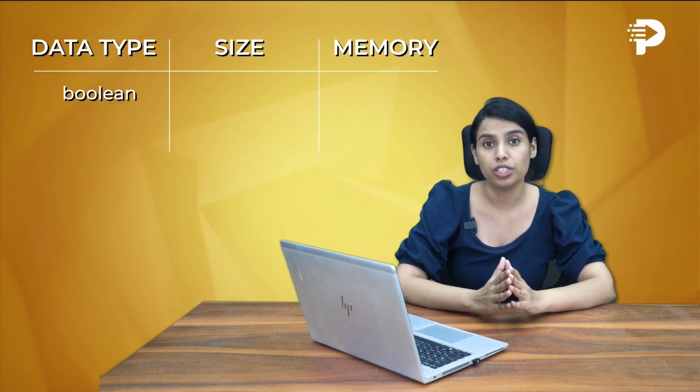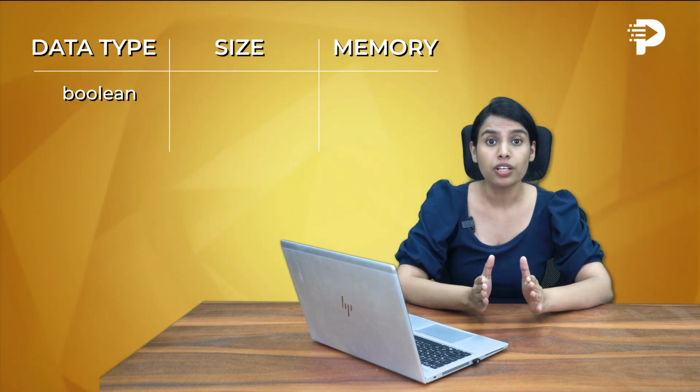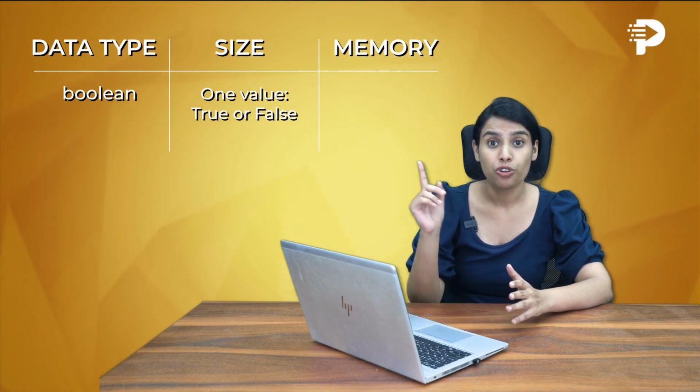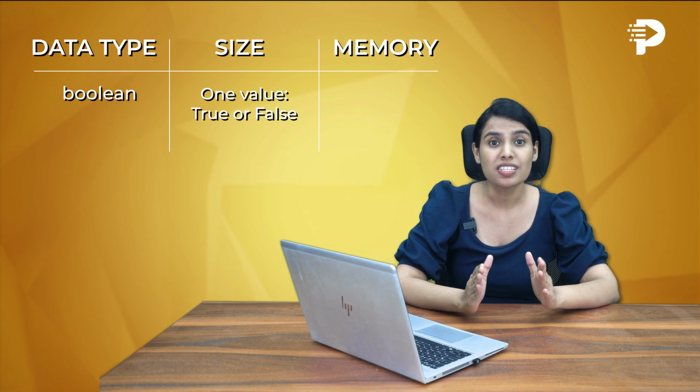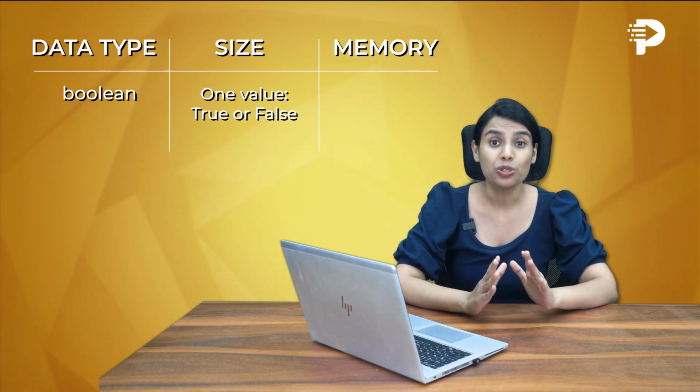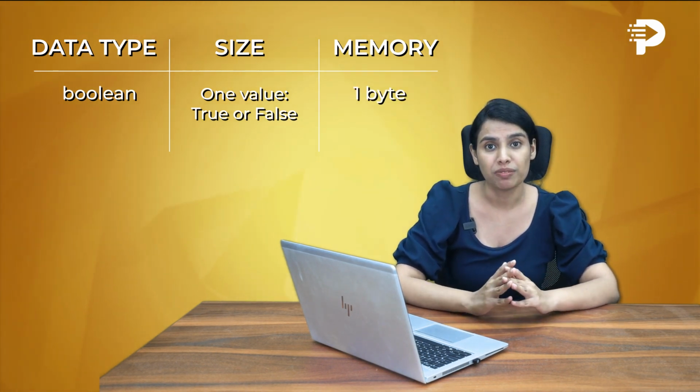Finally, we have a boolean. A boolean can hold one of these 2 values, true and false. It's used for conditions and flags, and it uses just 1 byte of memory.